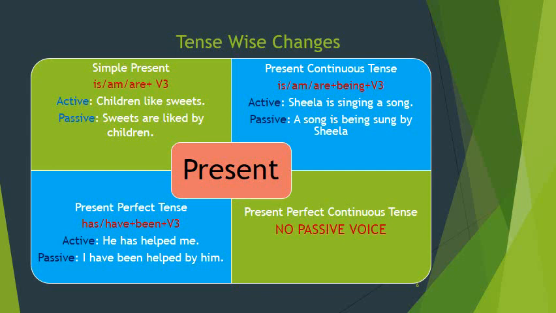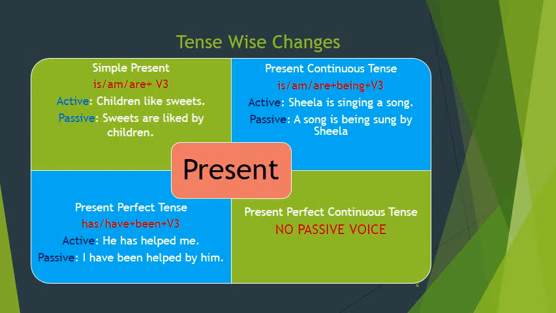Students, now let us observe how in present tense the active voice changes into passive voice. We will take first the simple present tense. The rule to change the active voice of simple present tense into passive voice is is/am/are plus third form of the verb. For example, children like sweets. So the passive will be sweets are liked by children.